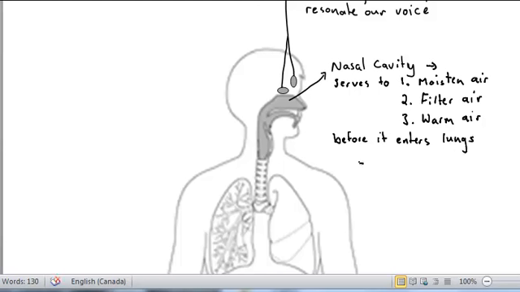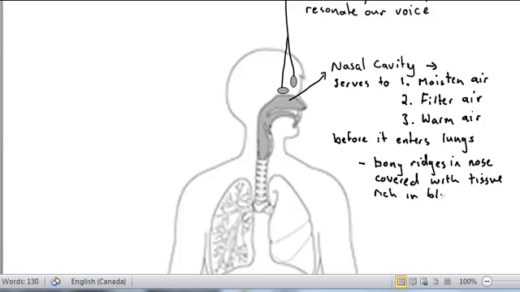And to help with moistening and filtering, we have bony ridges within our nose, covered with tissue rich in blood vessels for warming, and cilia and mucus for filtering. And mucus can be spelt with the O or without.